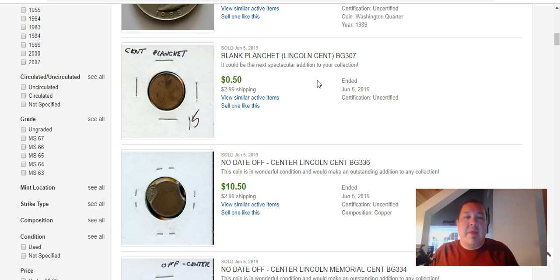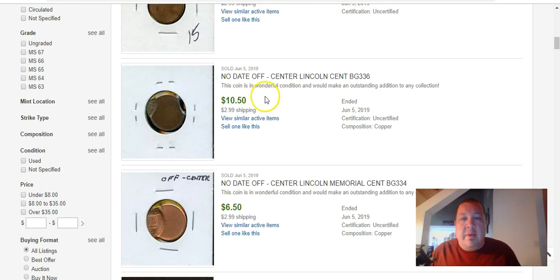What else can you say about the coin? Is it a copper-coated zinc planchet? Is it a bronze planchet? People do want to know this sort of thing. All right, so that's why it's sold for so little money. Probably could have sold for maybe an additional $5 or $6. You never know. So here is a no date off center Lincoln Cent.